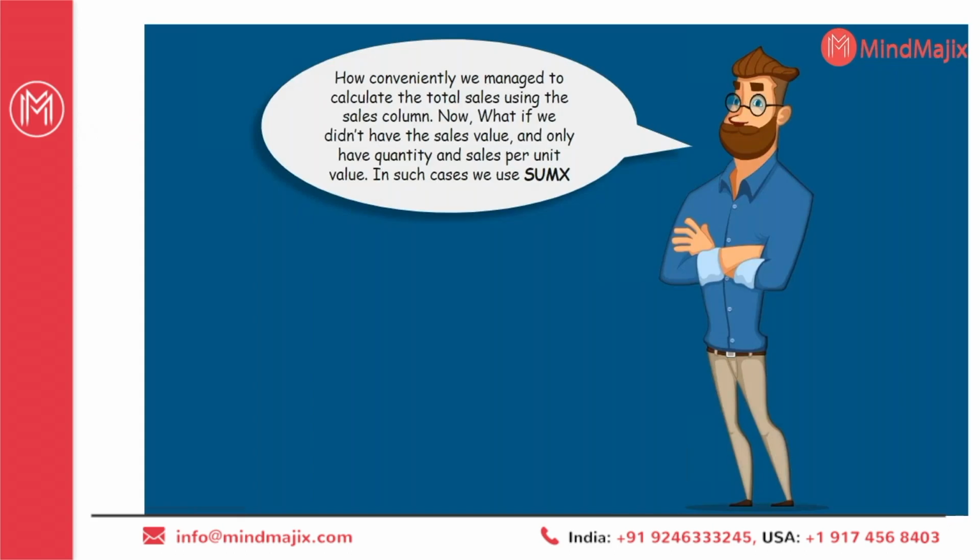Let's understand this. This is a scenario. How conveniently we managed to calculate the total sales using the sales column. Now, what if we didn't have the sales value and only have a quantity and a sales per unit value? In such cases, we use SumX. There may be a lot of scenarios, guys, when you don't have the total sales. Okay, you don't have a calculated column. You have only the sales and the quantity. So for order number X, 5 quantity of pens has been taken and the sales per pen is this per pen.